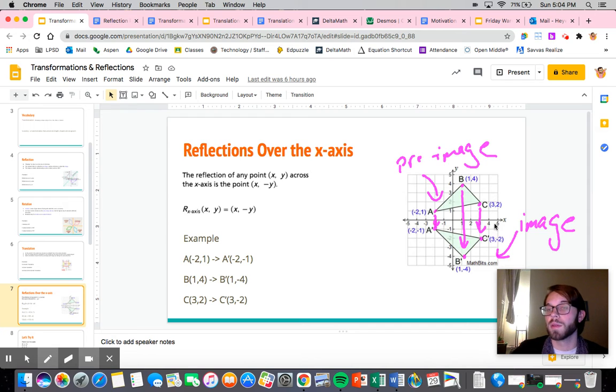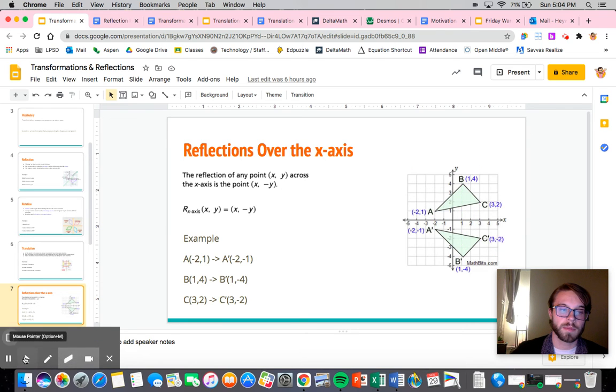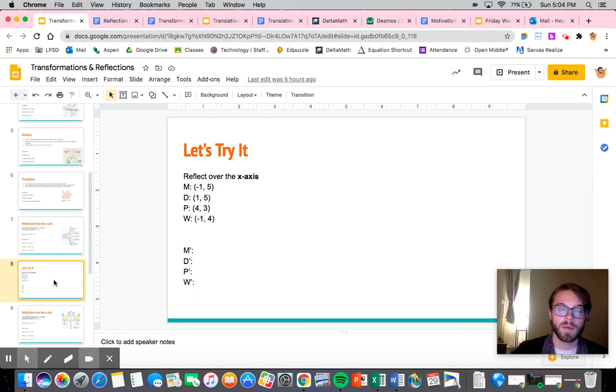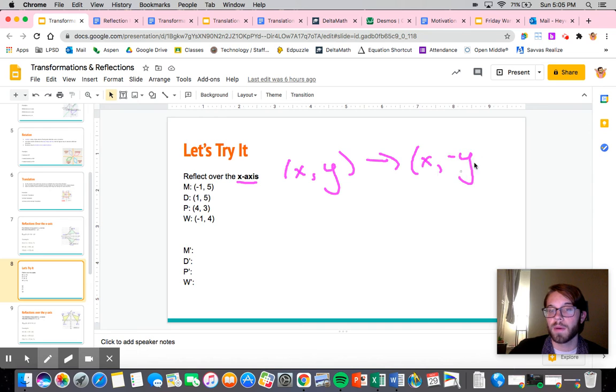And the same thing goes. So if I had a point down here as part of my pre-image and then it went up, you would just change it. Okay, so let's look at an example of that. If we were to reflect this over the x-axis, now you could graph this if you wanted, but for our purposes, we're just figuring out the coordinates. So again, all I'm doing, because I'm reflecting this over the x-axis, is I'm taking my points (x, y) and rewriting them as (x, -y). All right, so M, -1, and I change the sign of y, so it's -5. D, 1, again, negative, -5.